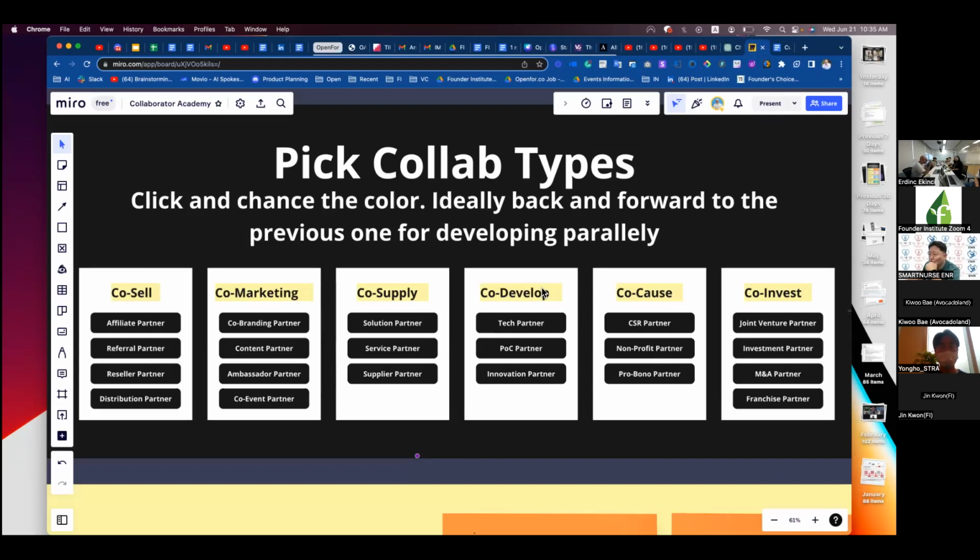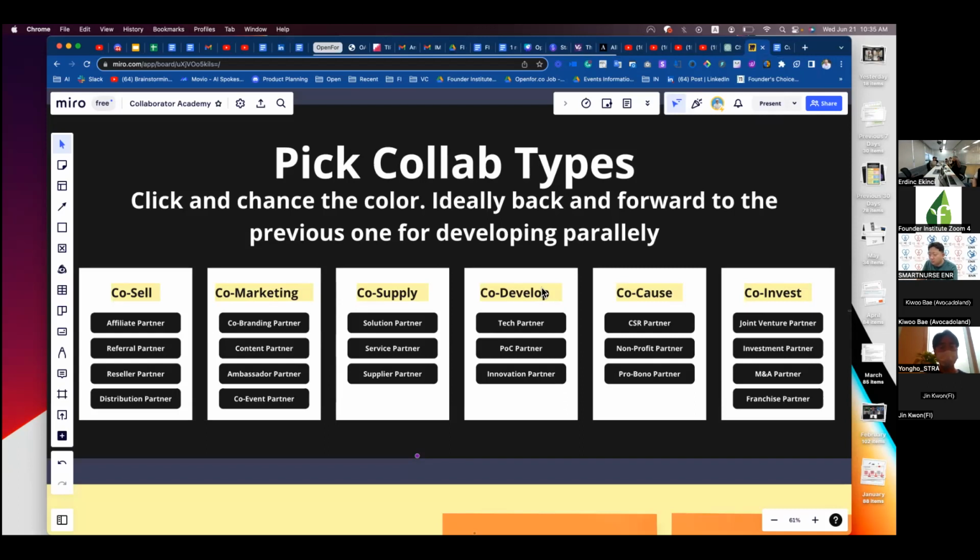So there are some 6 different categories. From our experience, we categorize this as your partnership role, okay? So: sales, marketing, supply, development, cost, and co-invest. But it is impossible to practice all the partnerships for sure, right?